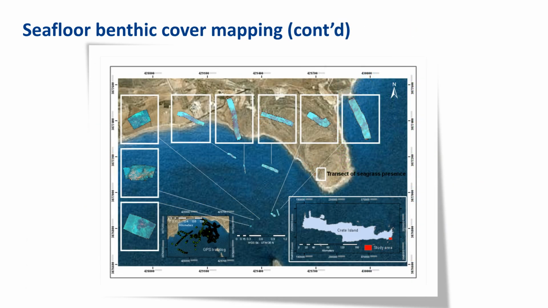This slide goes a step further into seafloor benthic cover mapping by showing detailed transects of seagrass presence. Each highlighted area represents a survey section where benthic data was collected, mapped, and overlaid with satellite imagery. For oyster farms, this type of fine-scale mapping is extremely valuable. It helps identify suitable farming sites by showing where seagrass beds are located, how they interact with water flow, and how the farm may impact or benefit from nearby ecosystems.